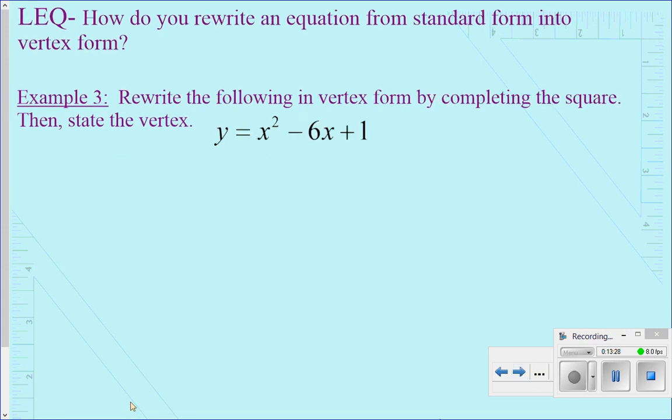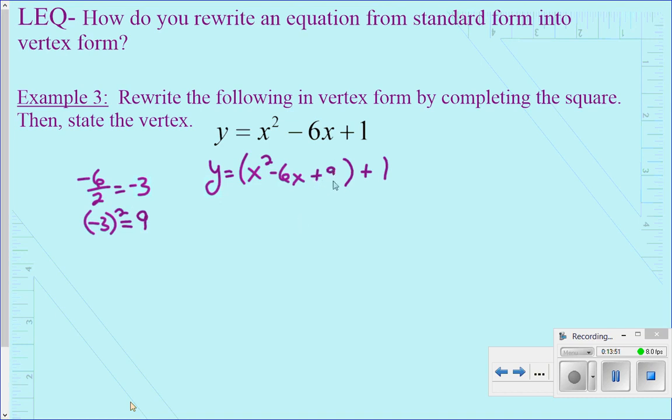Next. So same idea, except for now we have a negative b. That's okay, the process is the same. So I'm going to take half of b, which is negative 3. I'm going to square that, which is positive 9. Positive 9 is what I'm randomly adding on. So to make it okay, I'm going to subtract it away.